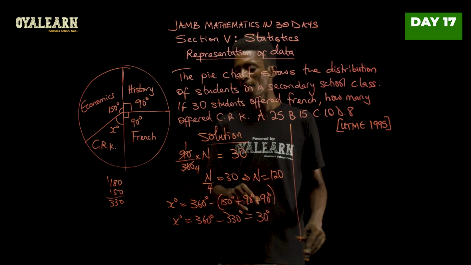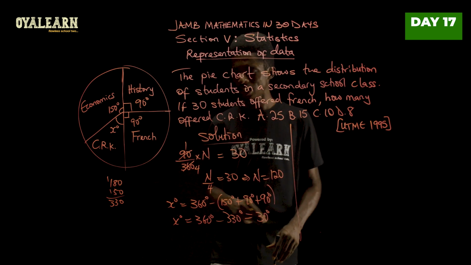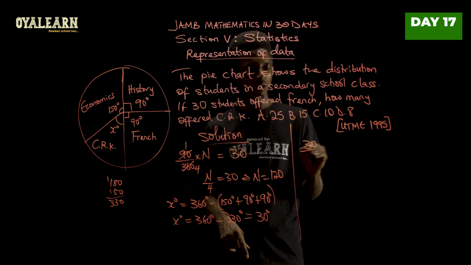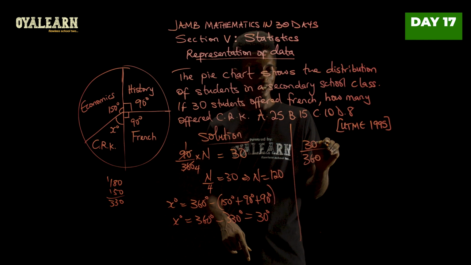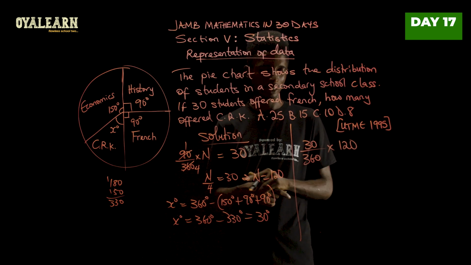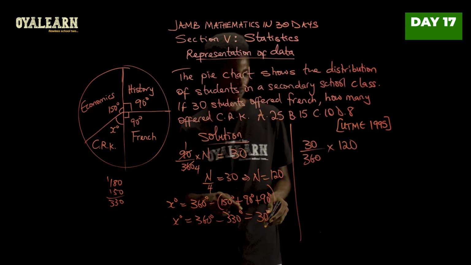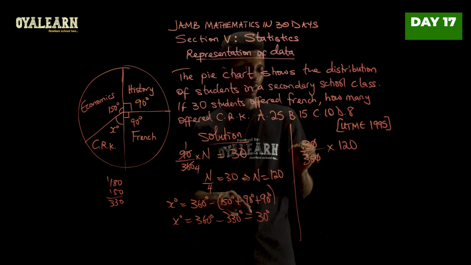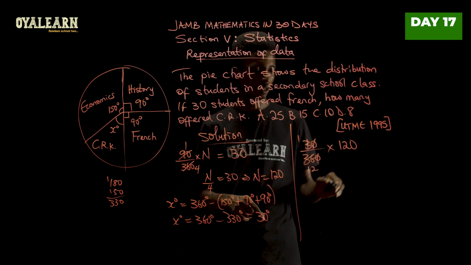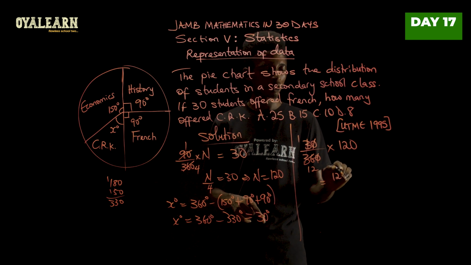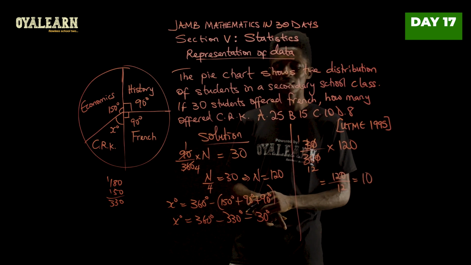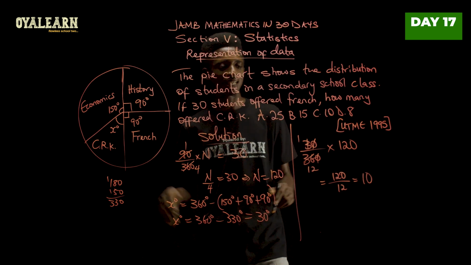So now let's find the number of students that take CRK. For CRK, that would be 30 over 360 times the total number of students, which is 120. So let's break this down. 0 cancel 0. 3 here 1. 3 here is 12. So what we have is 120 divided by 12, and this will give us 10. So that is 10 students offered CRK.